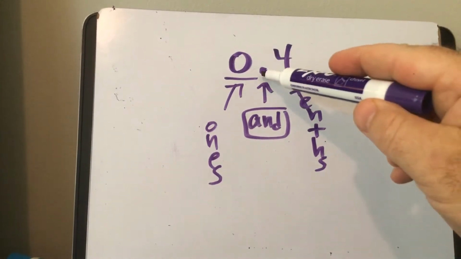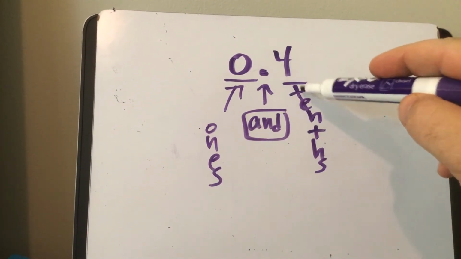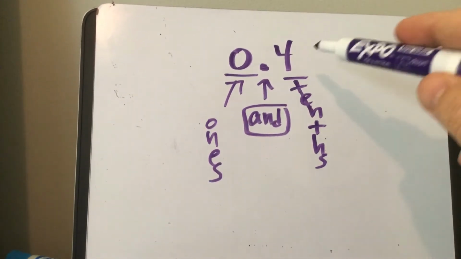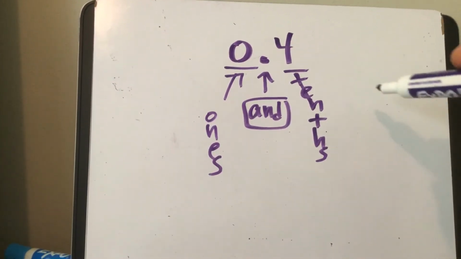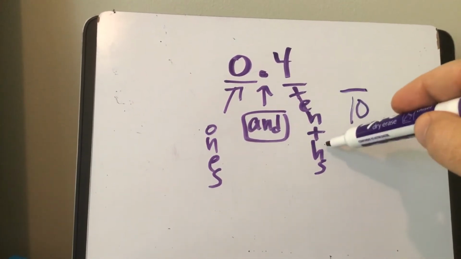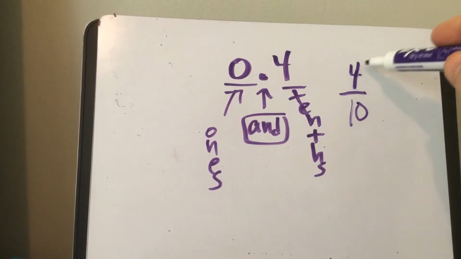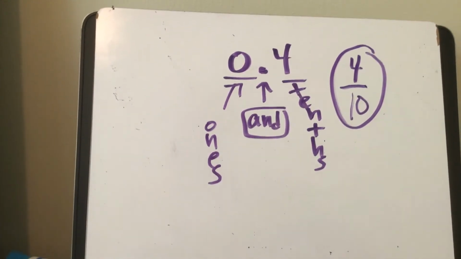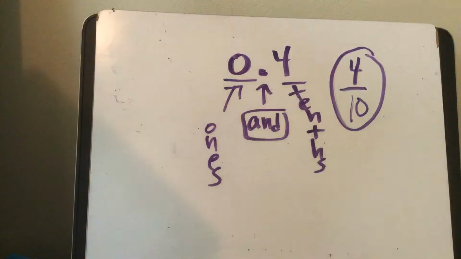So you got your "and" as the decimal, the 4 in the tenth spot. You got your 0 in the ones. So if you have 4/10, you're going to write that as a 10. And what's in the tenth spot? The 4. 4/10. Okay? Super simple.